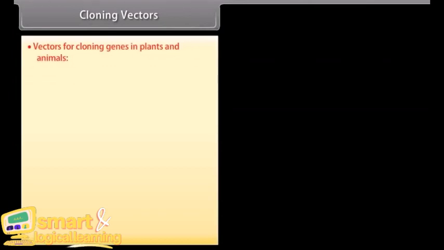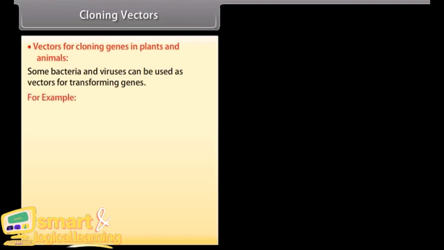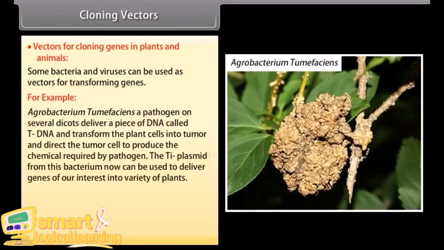Vectors for cloning genes in plants and animals. Some bacteria and viruses can be used as vectors for transforming genes. For example, Agrobacterium tumefaciens, a pathogen on several dicots, delivers a piece of DNA called T-DNA and transforms the plant cells into tumor cells and directs the tumor cells to produce the chemicals required by the pathogen. The plasmid from this bacterium can now be used to deliver genes of our interest into a variety of plants.